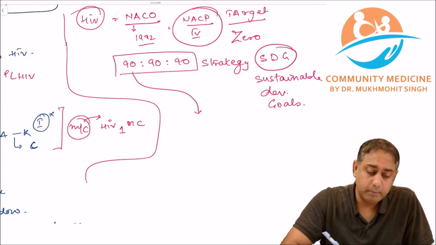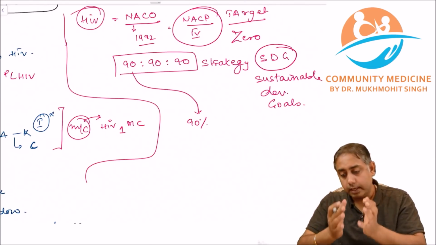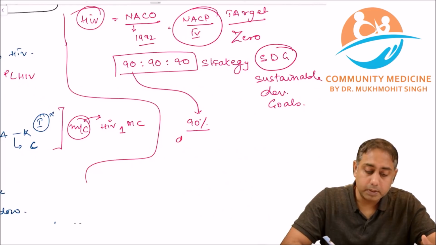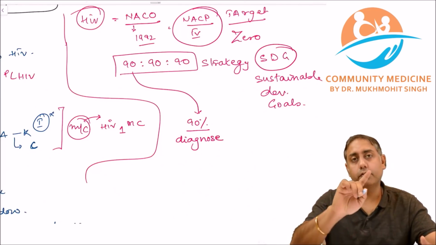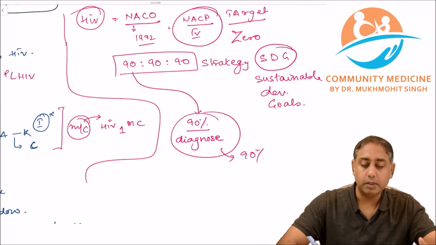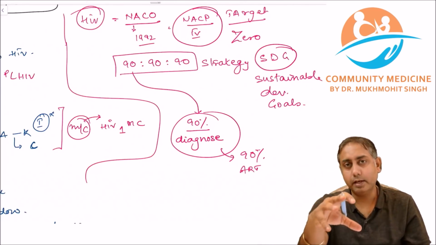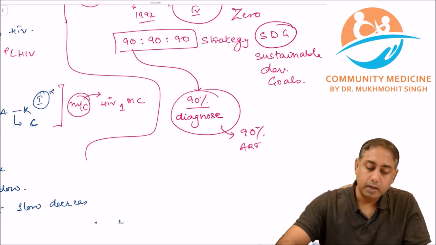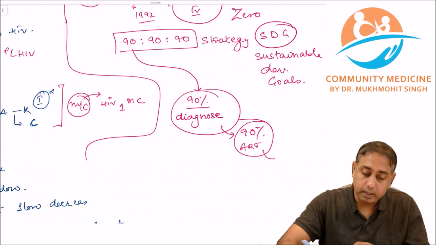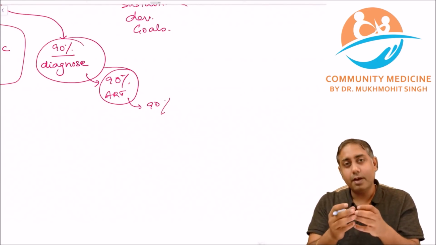The first 90 means that out of the total number of people with HIV, 90% should be diagnosed and brought into the public health system. There should be accountability of the public health system to diagnose 90% of all HIV people. Out of those diagnosed, 90% should be put on treatment, that is, ART should be provided to at least 90% of them. Out of those taking treatment, at least 90% should have an effective treatment.